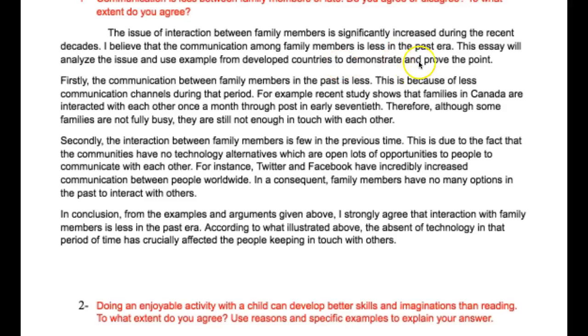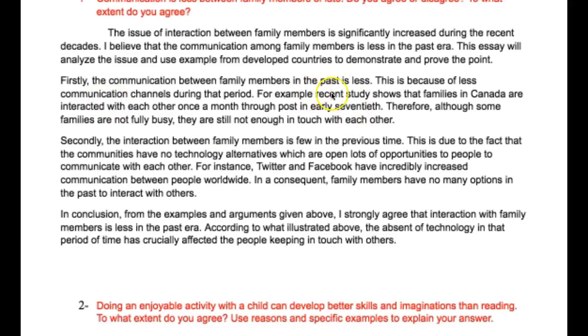to demonstrate and prove arguments would be better. Okay? So the communication between family members in the past is less. This is because of less communication channels during that period. Okay. Just to avoid saying communication channels, or could you say technology channels perhaps?